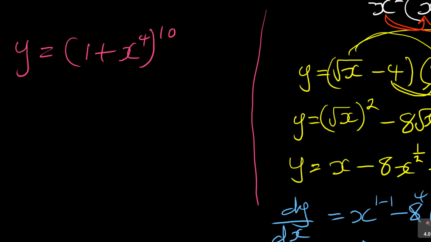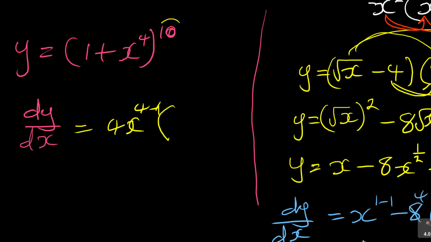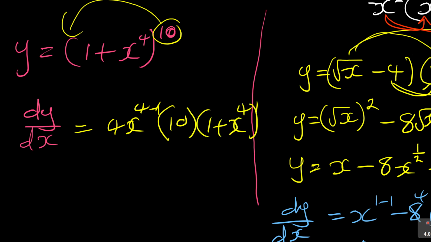Do you see what I just did? Let's say they say find dy over dx where the exponent is 10, so you can't expand this now. You understand? Then you are forced to do the inside first. When you differentiate the inside, you drop the 4, then you say x to the power 4 minus 1. Then you put a bracket, and then you drop further the 10, which is 10, and then you bracket 1 plus x to the power 4, to the power 10 minus 1.